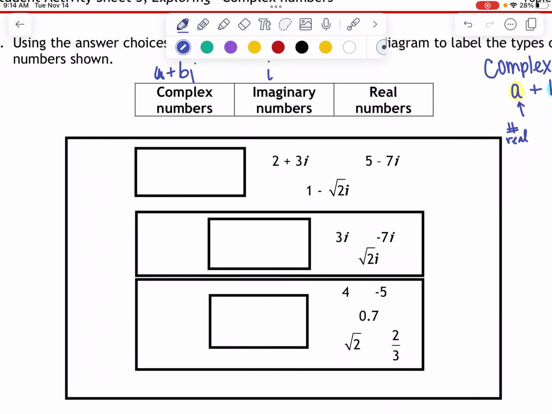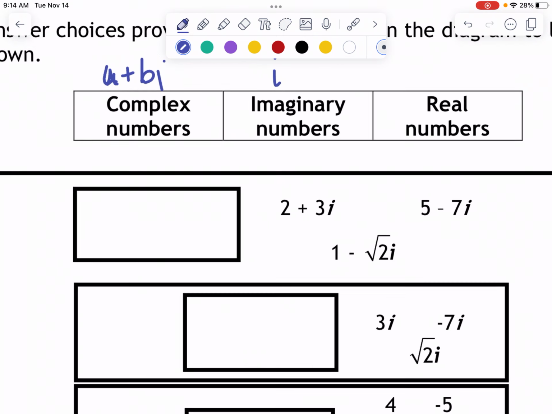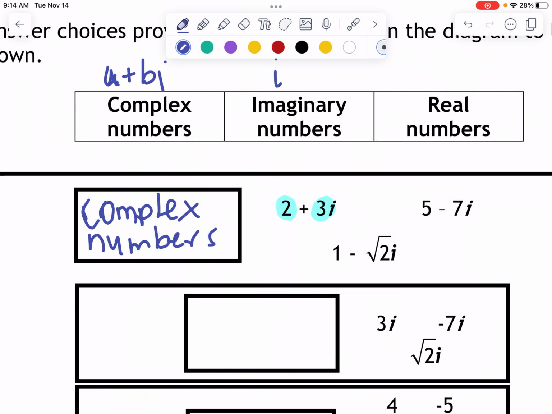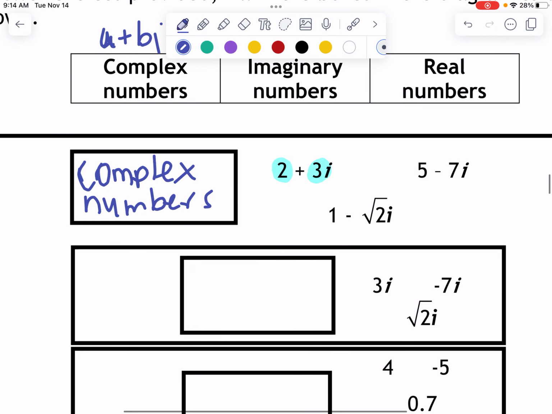Okay, hopefully you had a chance to pause the video. The first section, because we have a 2 plus a 3i, we have a real part plus an imaginary part, these are known as complex numbers. Okay, taking a look at the next piece, all of these have an i hanging out at the end. Okay, no other addition or subtraction associated with it. So these are just plain old imaginary numbers.